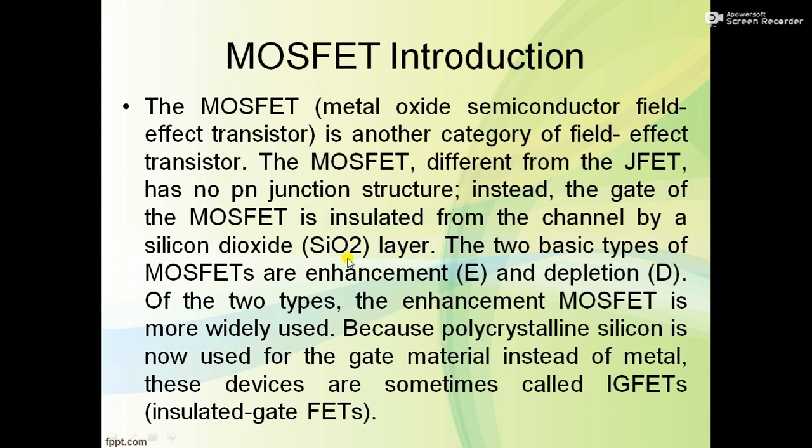Based on this silicon dioxide layer, in MOSFET there are two types. One is the enhancement type of MOSFET, another one is the depletion type of MOSFET. The enhancement type of MOSFET is more widely used because polycrystalline silicon is nowadays used for the gate material, instead of metal. So sometimes this device is also called the IGFET, that means insulated gate field effect transistor.